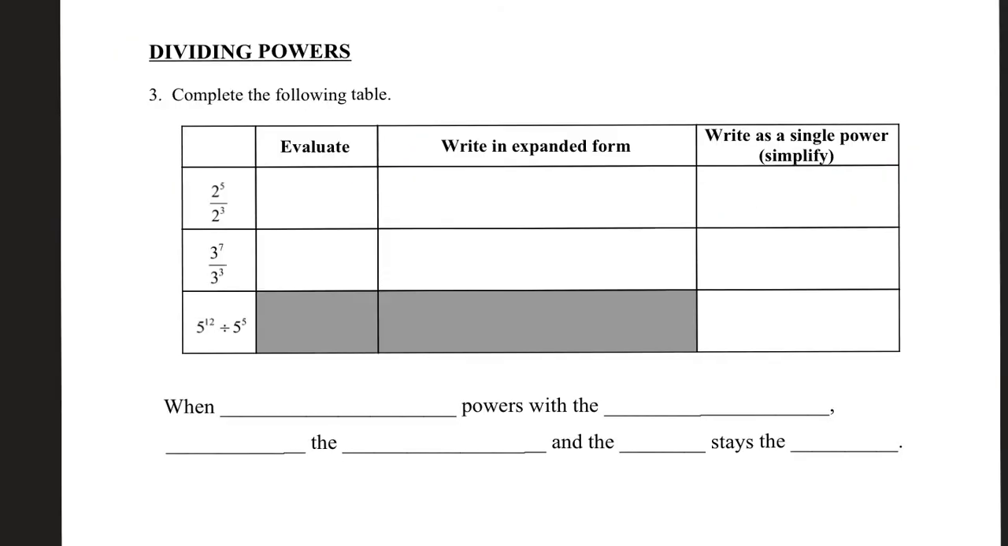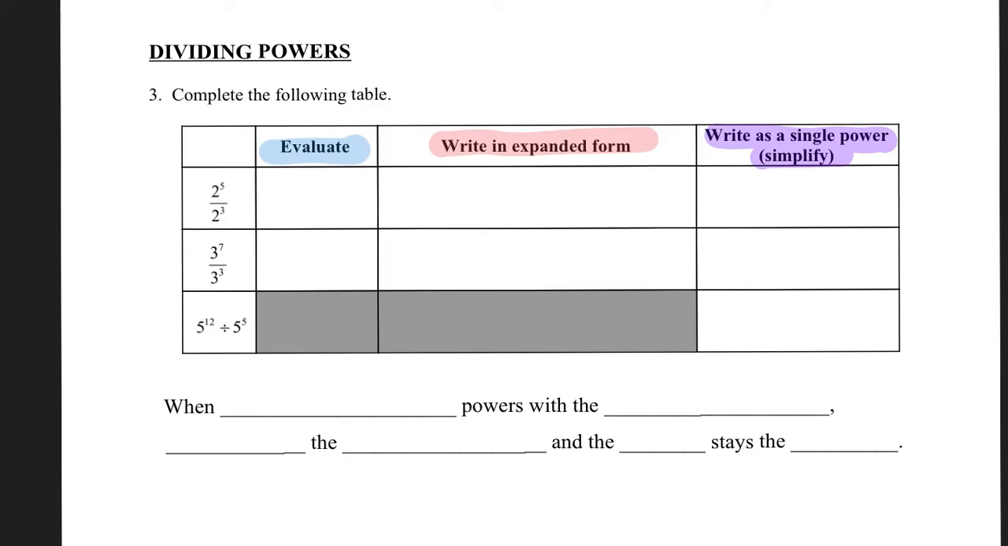So let's look at the table that we have in front of us. You'll notice that our titles are all the same. So we need to be able to go through, evaluate. We then need to be able to write it in expanded form. And finally, we need to be able to write it as a single power. You'll notice, though, that the expressions are a little different as we work our way down. So what I would like you to do is to go through and do the exact same thing as we did before, but we're going to take it in its bits.